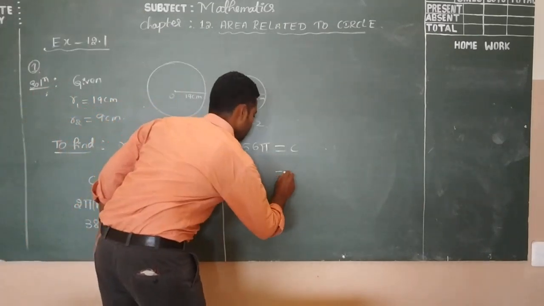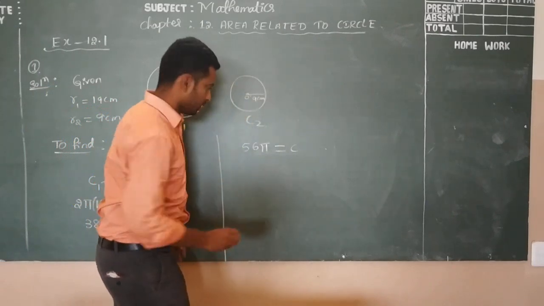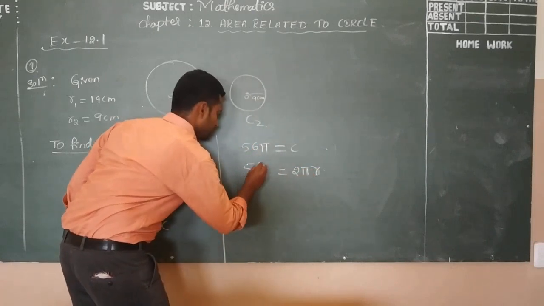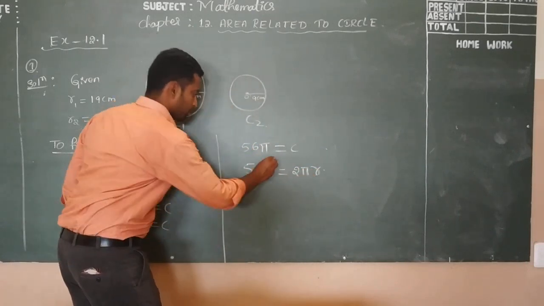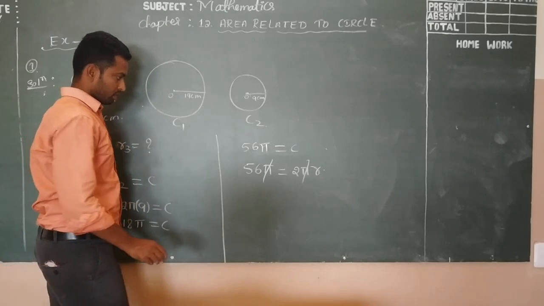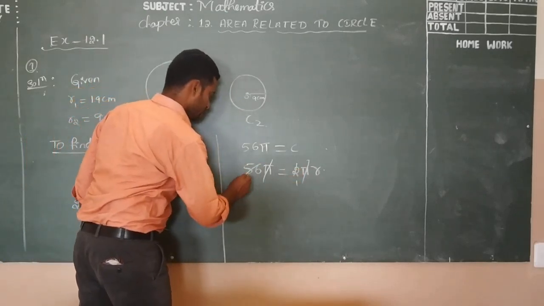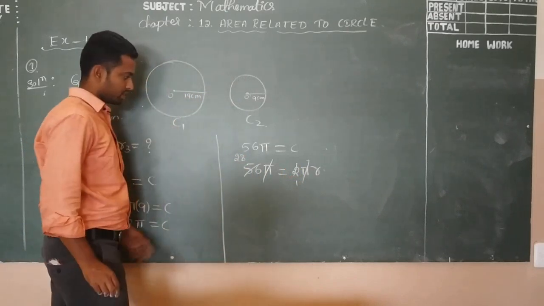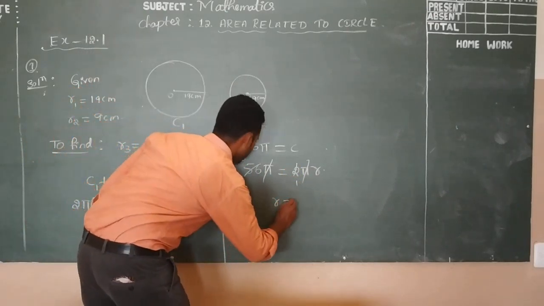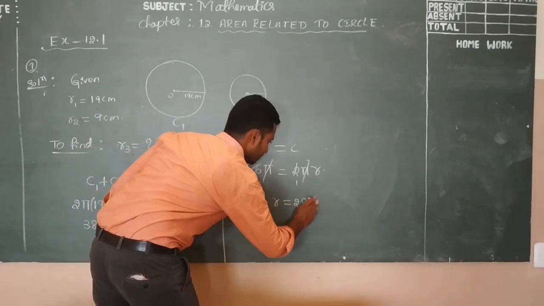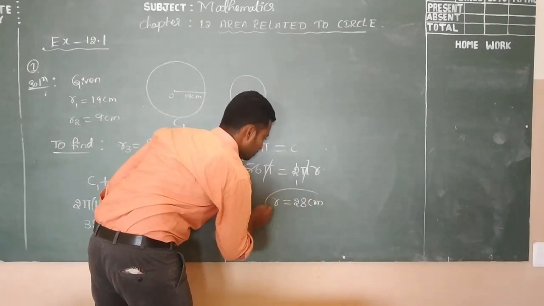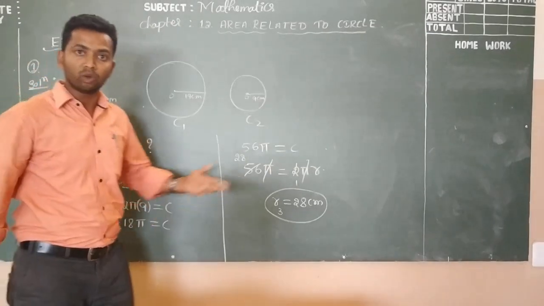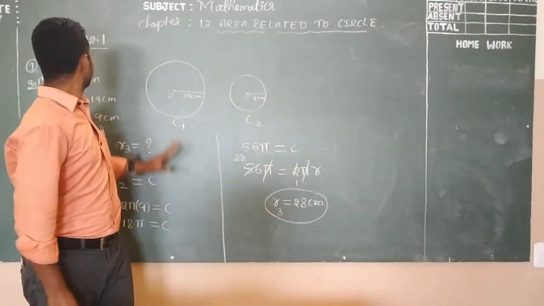C is nothing but 2 pi R, and this is 56 pi. So pi gets cancelled, and 2 ones are 2, 2 twos are 4, 2 eights are 16. So R equals 28 centimeter. This is R3, the radius of the unknown circle. So this is the first problem.